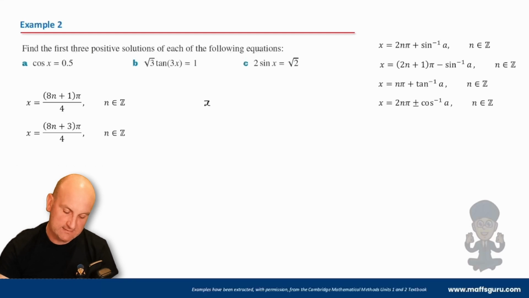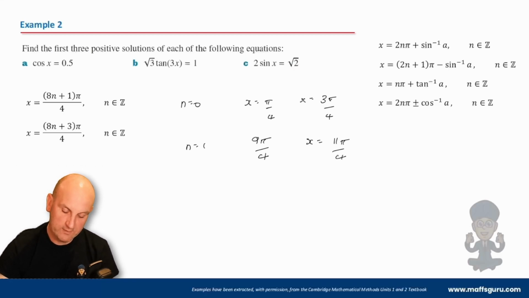So let's say first thing, we'll say n equals 0. So when we got n equals 0 for that one there, we got 8 times 0 plus 1, which is 1. So we get x is equal to pi on 4. And when n equals 0 for the next one, we've only got one solution here. What are we going to get there? So we're going to get 3 pi on 4. What about n equals 1? We're going to get 8 plus 1, which is 9. So 9 pi on 4, and 8 plus 3, 8, 9, 10, 11.